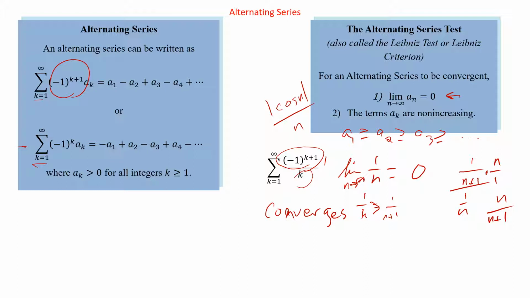And that's kind of cool because remember the harmonic series where it's all positive, it doesn't converge because it has to do more than just have the limit of the terms going to 0. We have to look at all of the partial sums. And so it's actually easier for an alternating series to converge than for a positive series to converge.